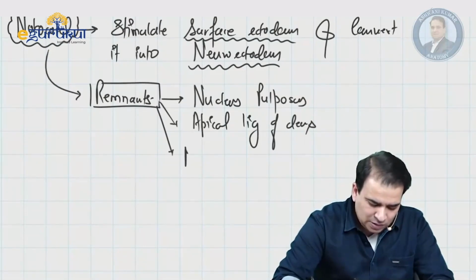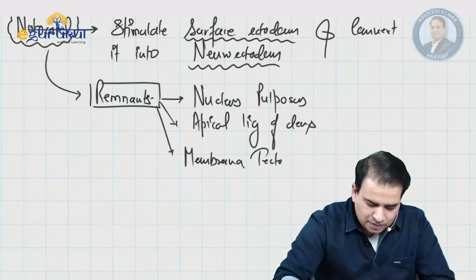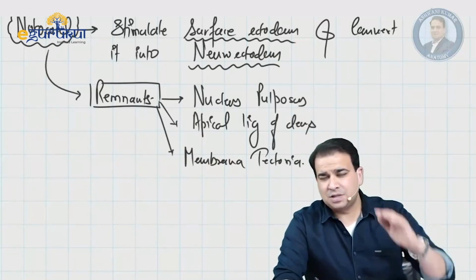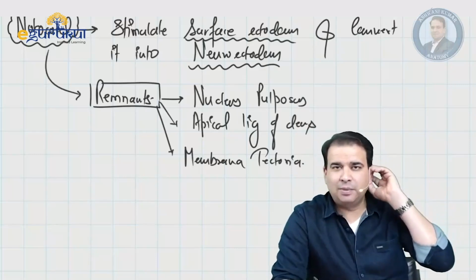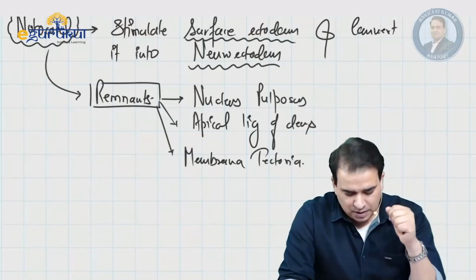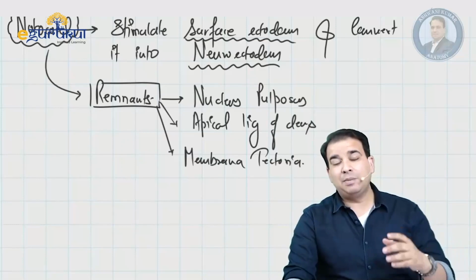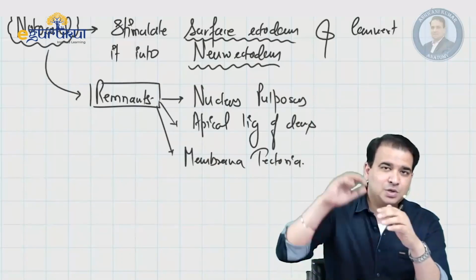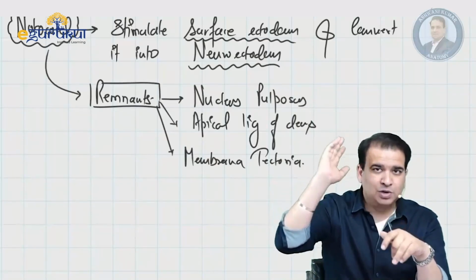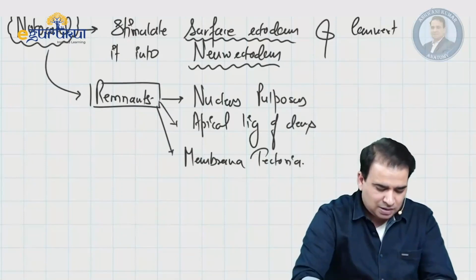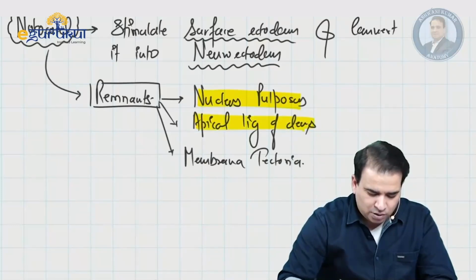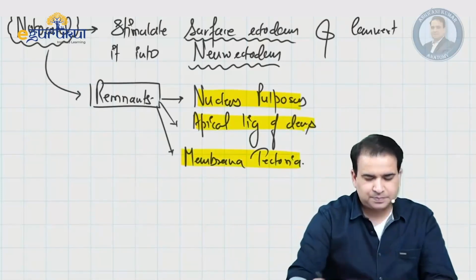And then we also have the membrana tectoria, or tectorial membrane. It is just the continuation of the posterior longitudinal ligament. We call it the tectorial membrane. So nucleus pulposus, apical ligament of the dens, and membrana tectoria or tectorial membrane, which is the continuation of the posterior longitudinal ligament of the vertebrae. These are the remnants of the notochord. That's an important question. The remnants of the notochord, these are the three.